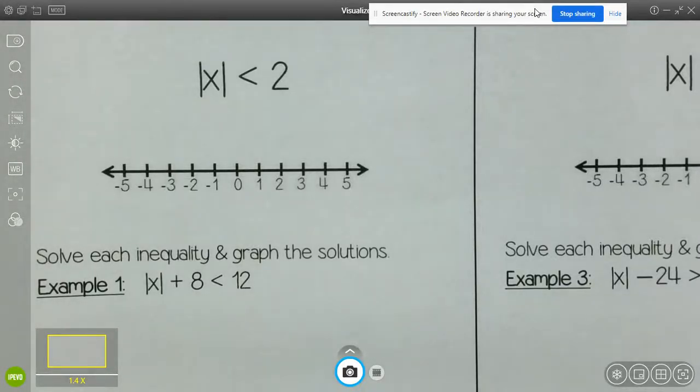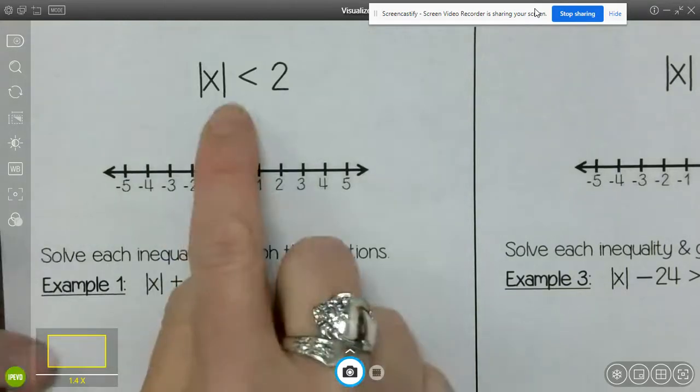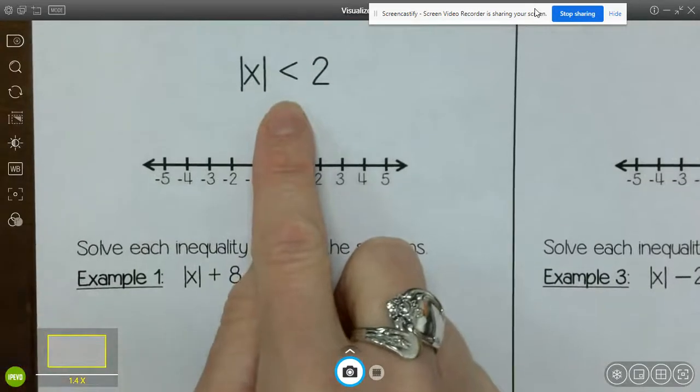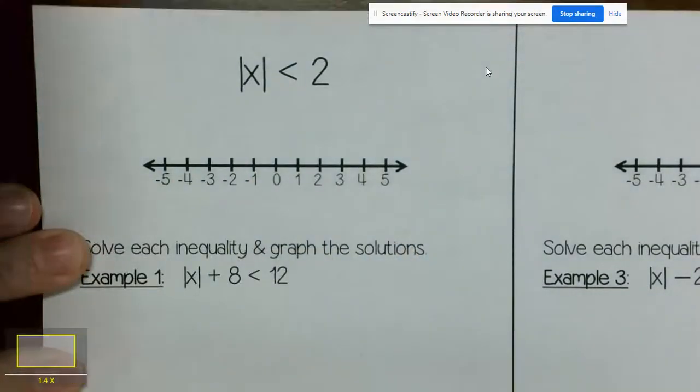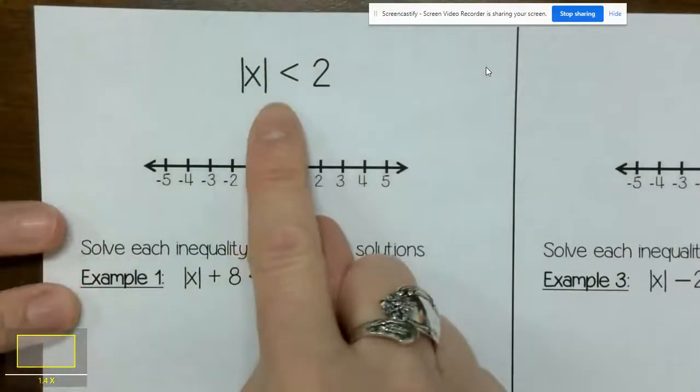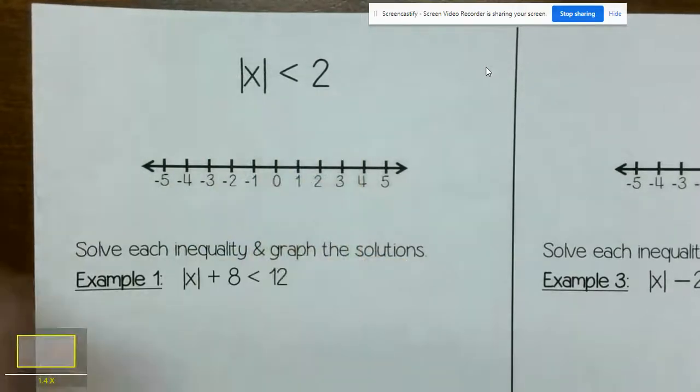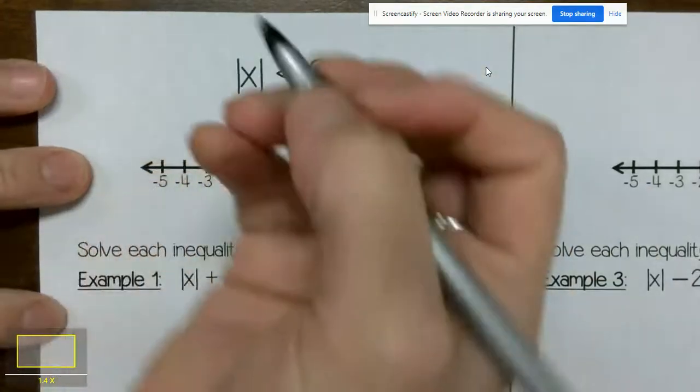In this video, we are going to learn how to solve absolute value inequalities, things that look like this. We're going to focus on less than, when it says the absolute value of x is less than something. There's some information that we're going to use to do this, and I'm going to give you that rule right here at the top before we start.